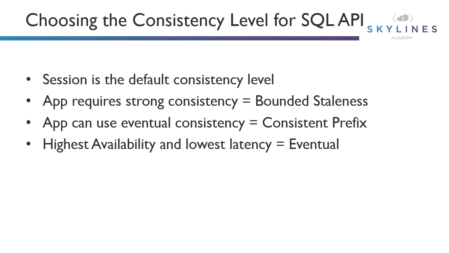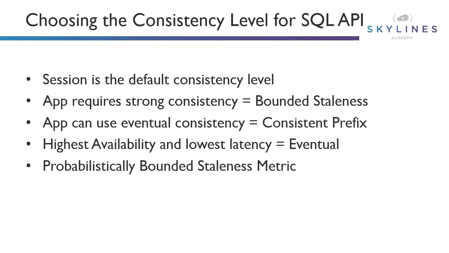For the highest level of availability and lowest latency, select eventual. There are no real guarantees with this, but it helps ensure the fastest user experience. Again, think of DNS. It's a relatively low write but high read service that will work in this scenario. With all that said, there is a metric called probabilistically bounded staleness. This will help show you the probability that your clients are getting strong and consistent reads. This metric can be used to help ensure you're choosing the appropriate consistency level for your application.